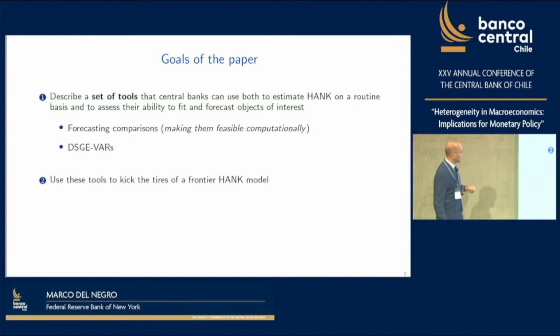in two things. One is a forecasting comparison application, where, by its very nature, you need to estimate this model over and over for many periods, which is quite costly, and we're going to make it, quote unquote, easy. And then, if time allows, a little bit on DSGE-VARs for HANKs, although I don't have results on it yet; they will be in the final paper. And then, in terms of substantive contribution, I will use these tools, and for now mostly the forecasting comparison, to kick the tires of a frontier HANK model.